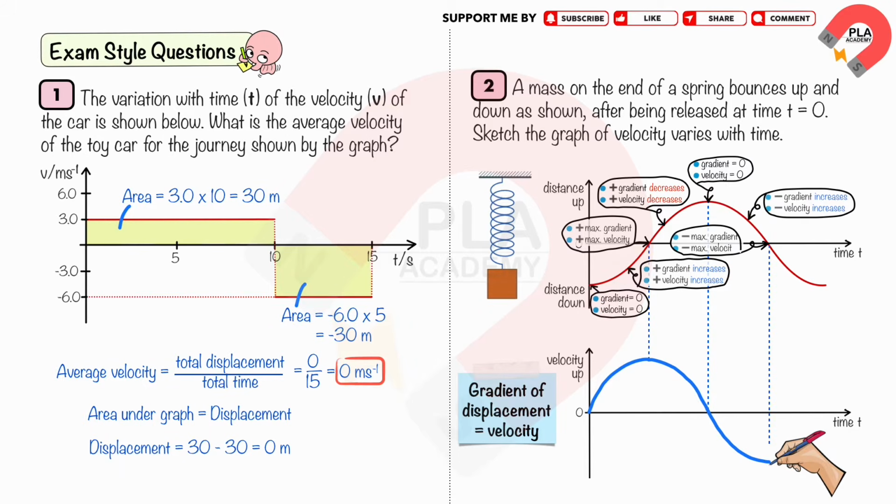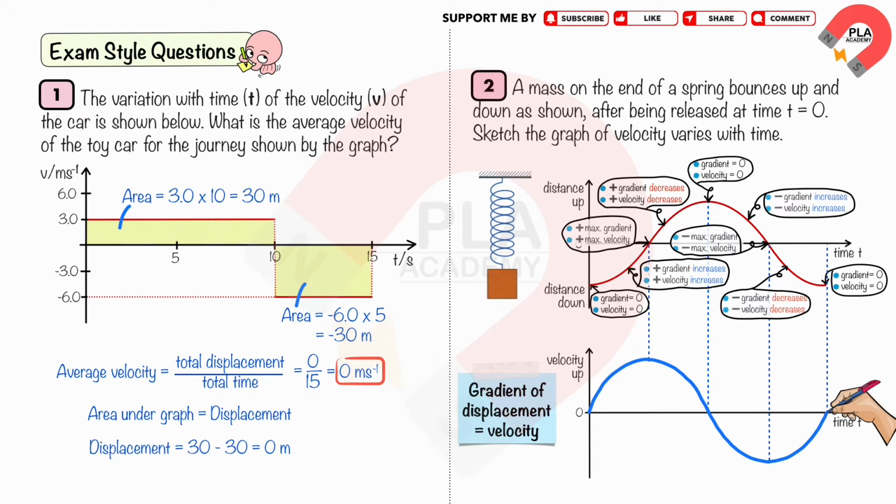At this point, the gradient is maximum negative, causing the velocity to also be negative maximum. In this section, the negative gradient is decreasing, causing the negative velocity to be a less negative value. At this point, the gradient is 0, causing the velocity to also be 0.